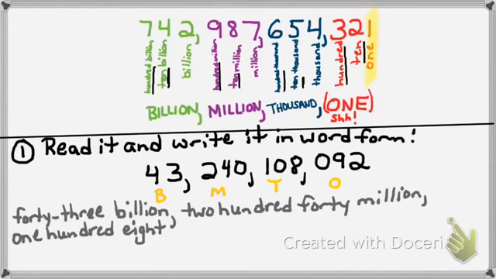Comma tells me to say the name of the period. That's the thousands, so it's 108,000. Put my comma in. The next three digits are 092. I read that number 92. There's no comma, so I don't say a period. 92.